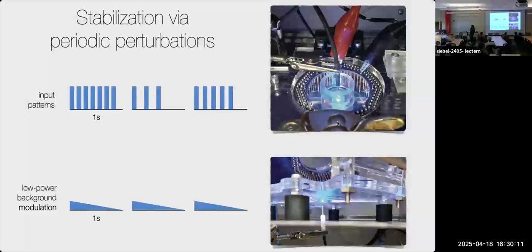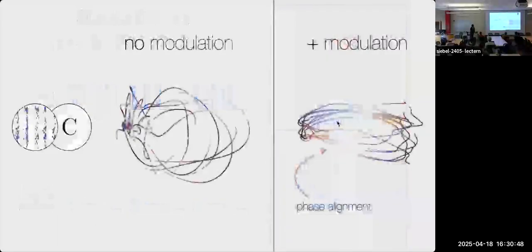The simplest way that we tried was to add some stabilization by adding a periodic perturbation to the system. We give a little bit of external input instead of just letting it run spontaneously on its own. The way we do that is we have another light source on the bottom, and we add very low power background modulation to the system. We hope that it regulates the dynamics, so that the dynamics is not entirely controlled by the spontaneous activity, but we also have a little bit of controlled input that makes the system run a little more consistently.